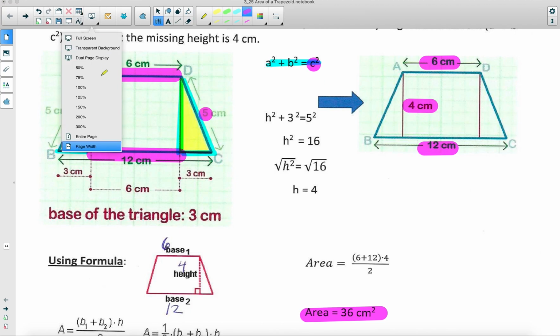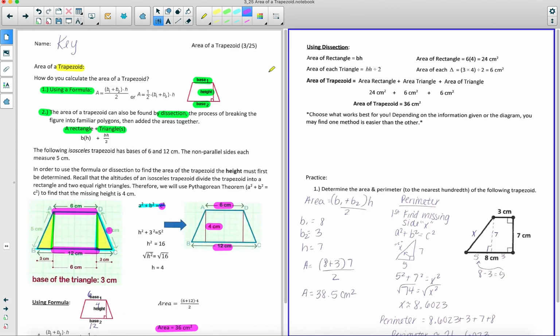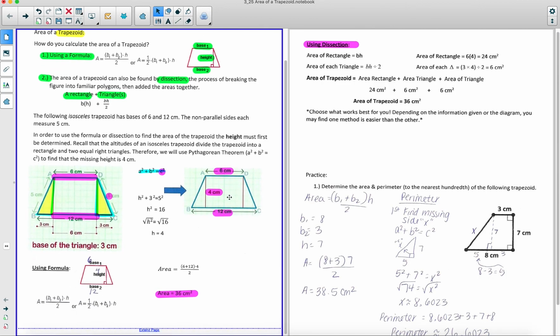Now, if we want to use dissection and break apart this figure, so that's on the second page of that handout, you still need to work to find the height of the trapezoid. So using Pythagorean theorem isn't going to go away. You're going to have to do that because without the height, you can't find the area of the rectangle or the triangle. So dissection, first step would be, okay, let's find the height of the triangle. We found it to be 4.